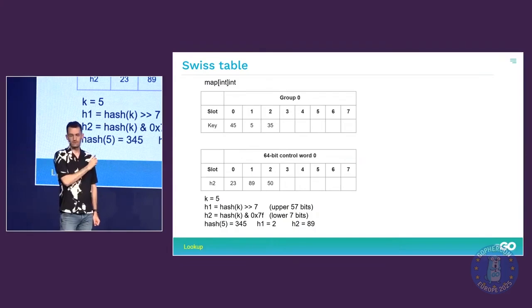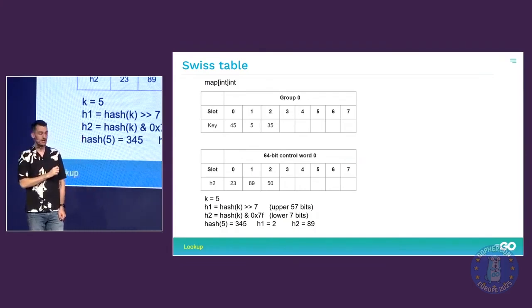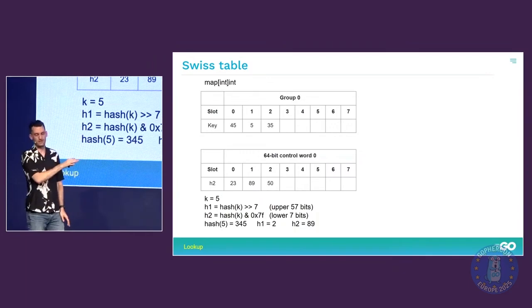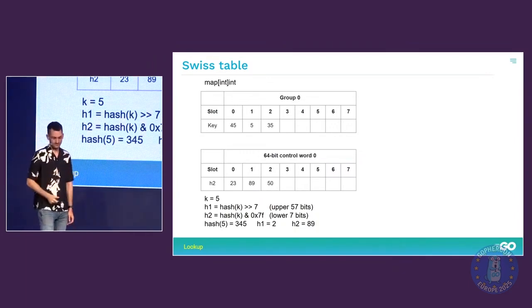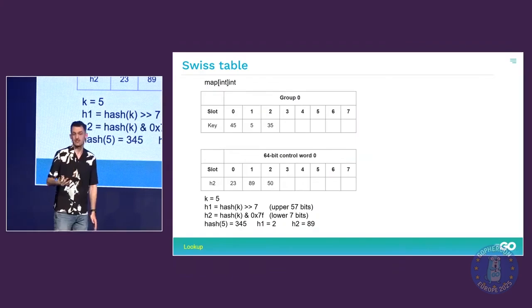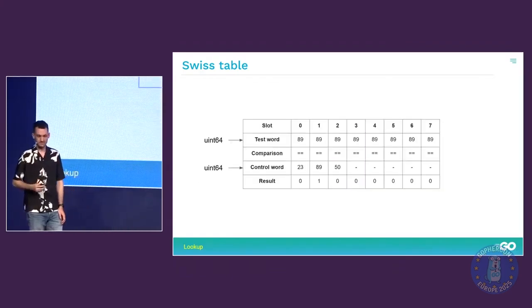And for one of these slots to contain the key we want, its h2 value in the control word must be the same as what we're looking for. So we can just loop over the slots in the control word in order to look for a potential match. But we can do better than just a simple loop. And this is actually where the magic happens for a Swiss table.